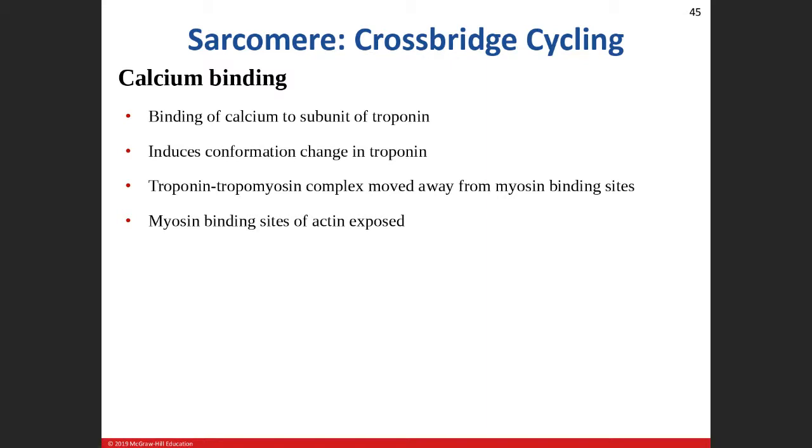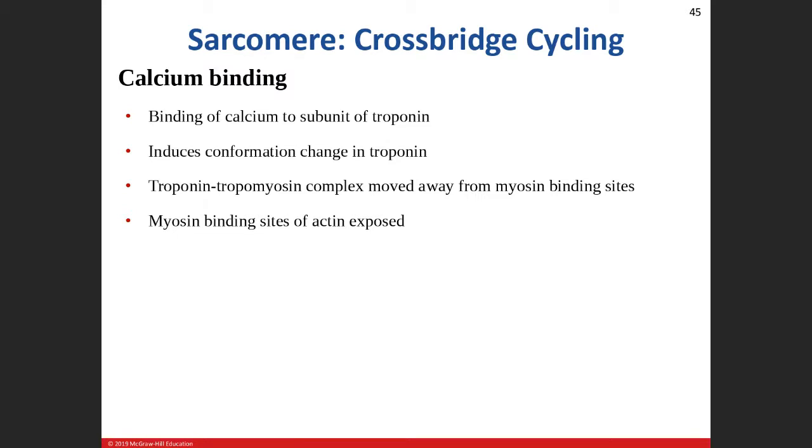Keep in mind that calcium binds to the troponin, and it's the troponin that moves the tropomyosin off of the myosin binding sites. Troponin and tropomyosin are considered to be regulatory proteins. So to get those regulatory proteins out of there, we need calcium.